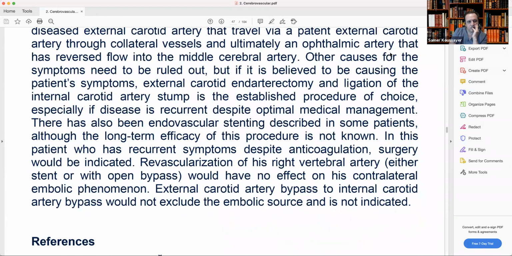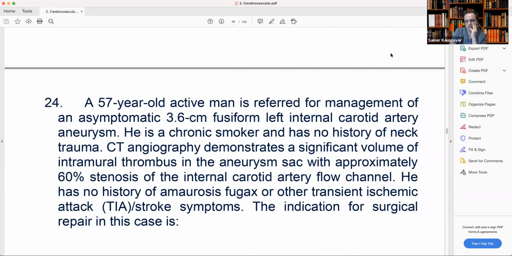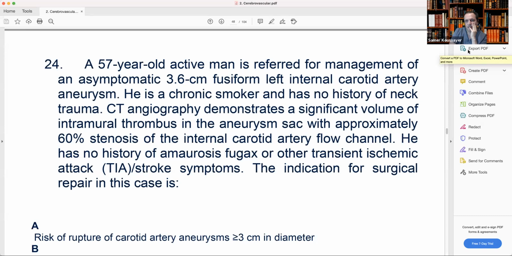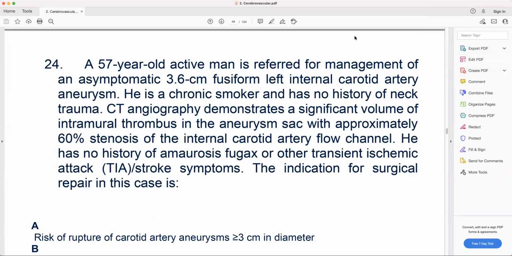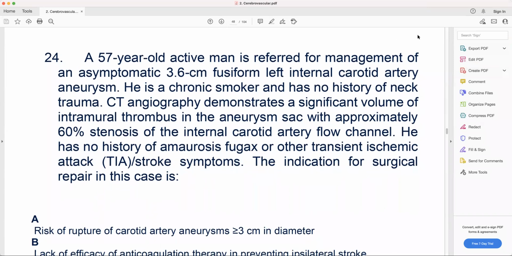Let's go to the next question, 24. We go back to Muhammad. Dr. Dahman, are you still there? Yes, Doctor. A 57-year-old active man is referred for management of an asymptomatic 3.6 centimeter fusiform left internal carotid artery aneurysm. He's a chronic smoker and has no history of neck trauma. CT angiography demonstrates a significant volume of intramural thrombus in the aneurysm sac with approximately 60% stenosis of the internal carotid artery flow channel.